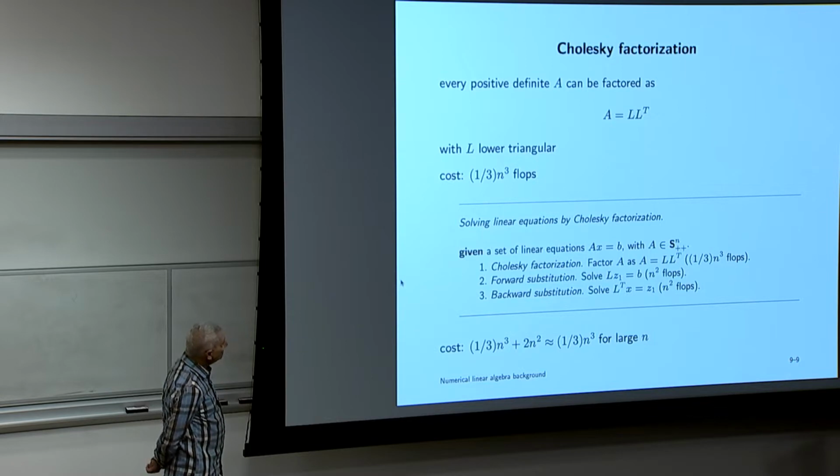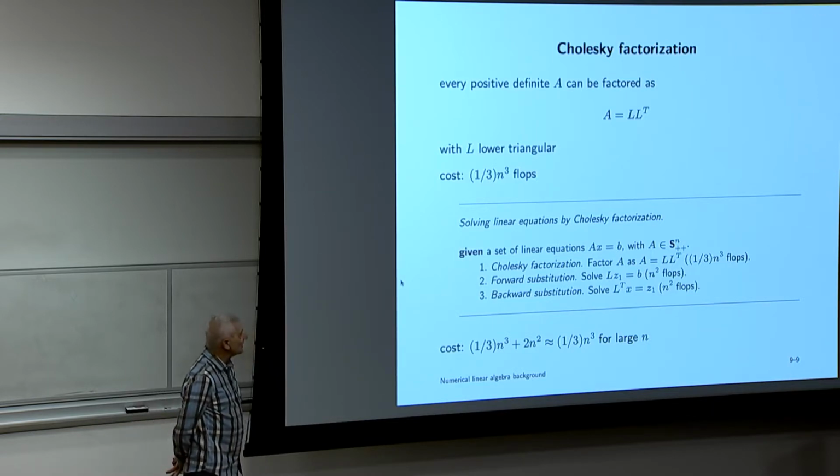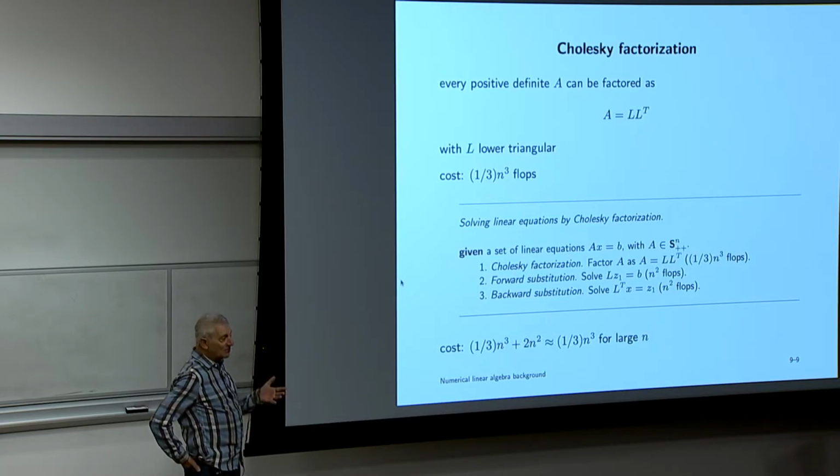And how do you solve AX equals B, where A is positive definite? That's called a positive definite system of equations, right? So how do you do that? You do a Cholesky factorization, and you do a forward and a backward substitution with L and L transpose. Okay? So that's it. And actually, it's 1/3 n cubed as opposed to 2n cubed for general matrices.